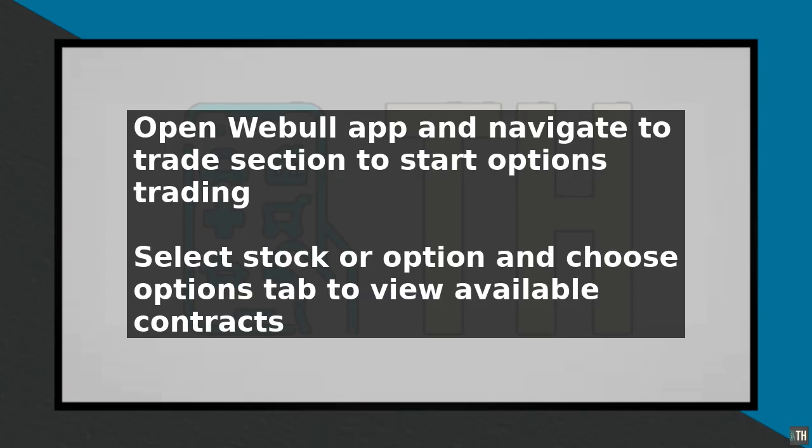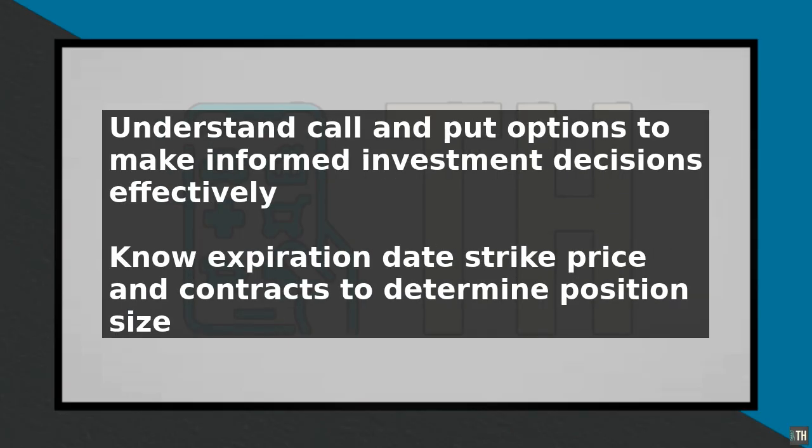To buy an option, select the Buy button and choose the type of option you want to purchase. You will then need to select the expiration date, strike price, and number of contracts you want to buy. The expiration date is the last day the option can be exercised. The strike price is the price at which you can buy or sell the stock. And the number of contracts determines the size of your position.